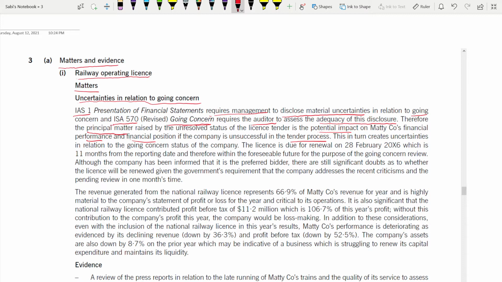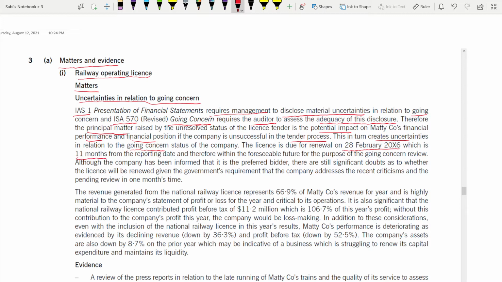Because of this, what happens? It creates uncertainties in relation to going concern, because you're not certain whether you will get the tender or not. And this tender has a huge impact on your revenue and profit before tax. It can make you loss making. Just now we saw in the marking scheme, we haven't calculated the percentages yet, but we know that a huge amount of the revenue is from this. So if we don't get this tender, it's going to have an impact on our going concern. And when is the license due for renewal? On 28th Feb 2006. If you check from the reporting date, it is 11 months from the reporting date.